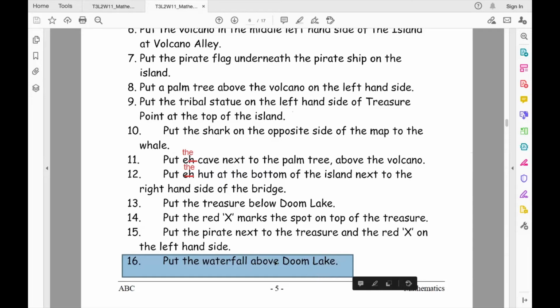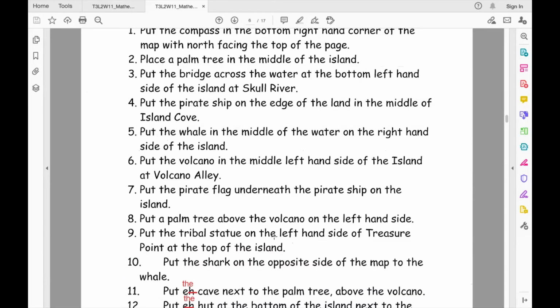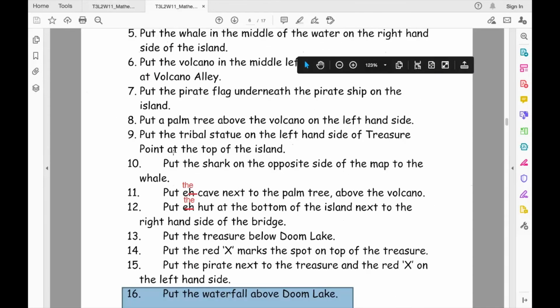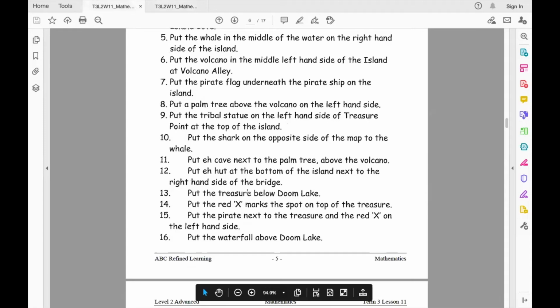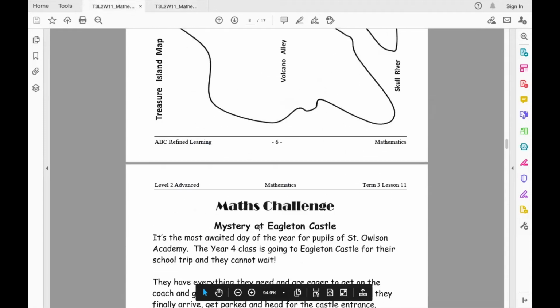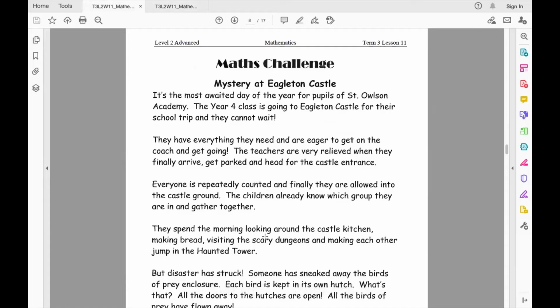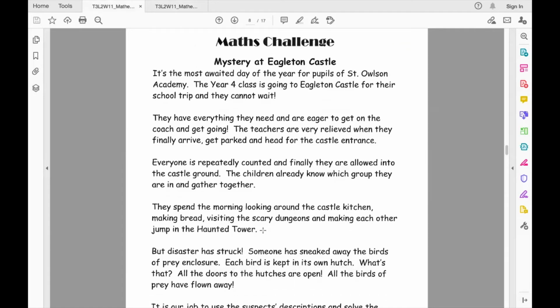Right, so those are the instructions for the Treasure Island map. And we're going to move on to the next activity. Past this map, we're going to move on to the maths challenge, which I will read out to you guys. So let's start. Mystery at Eagleton Castle.